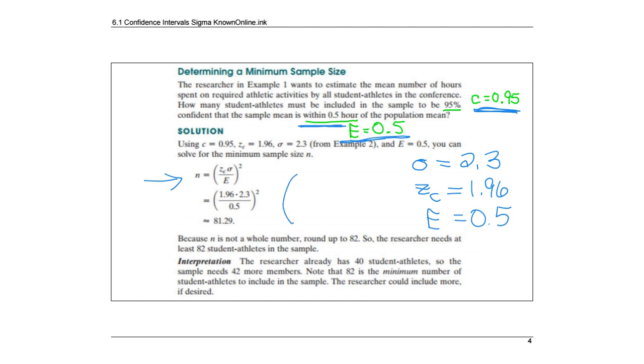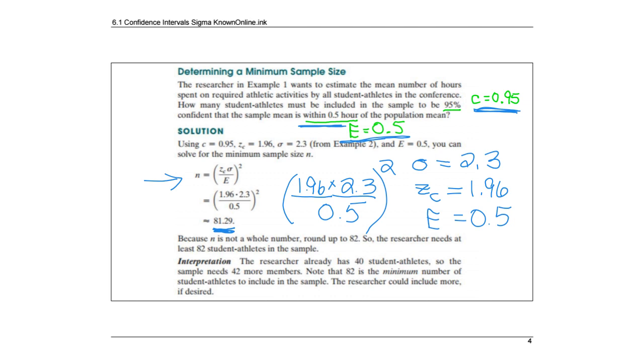So on top, we need 1.96, and then we're going to multiply that times our standard deviation, which is 2.3. We're going to divide all of that by E, which is 0.5, and then we have to remember to square that. Okay, so you definitely want to use parentheses so that you'll get that squared. Now, when we put that in our calculator, we get 81.29.